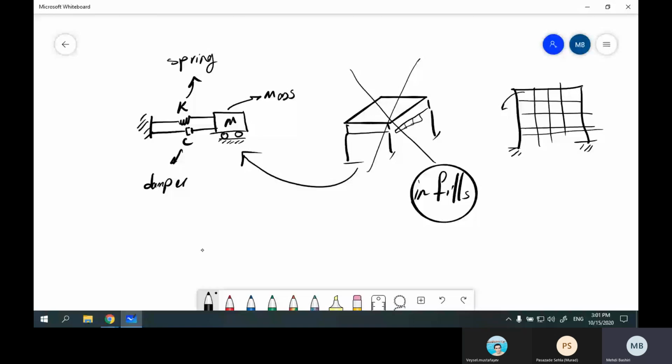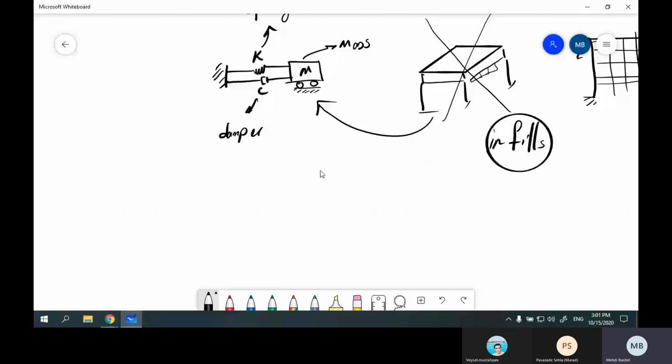So we consider this system in simple buildings. For complicated buildings, we're not going to use this, or we have different methods. But here, because we should know the simplest system first, then we can go further and make them complicated.